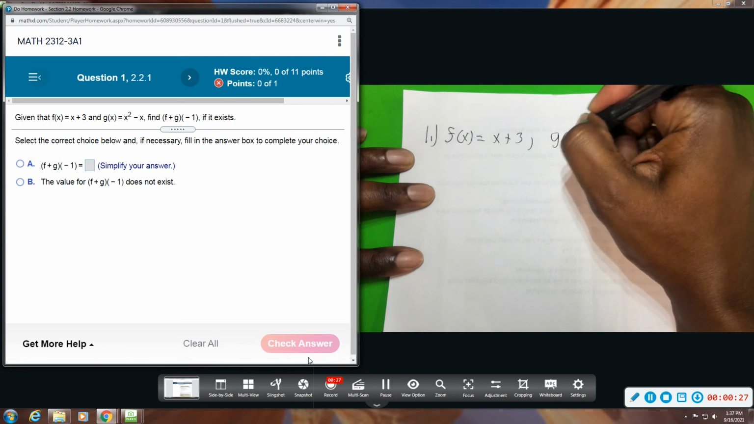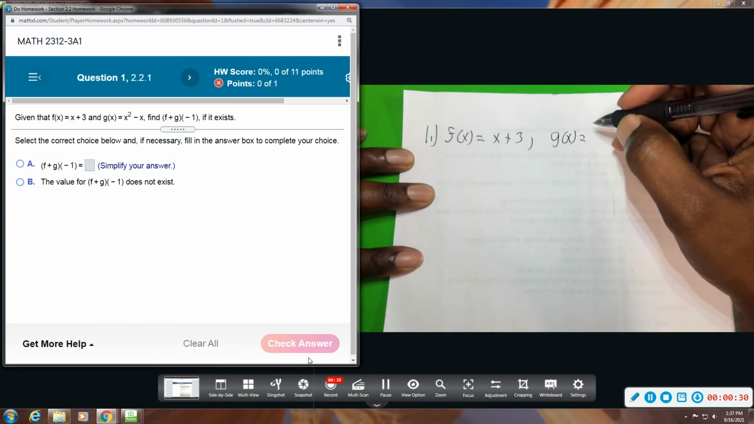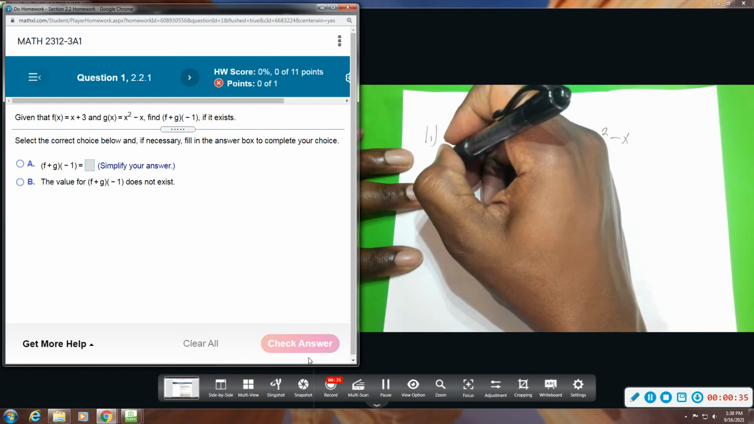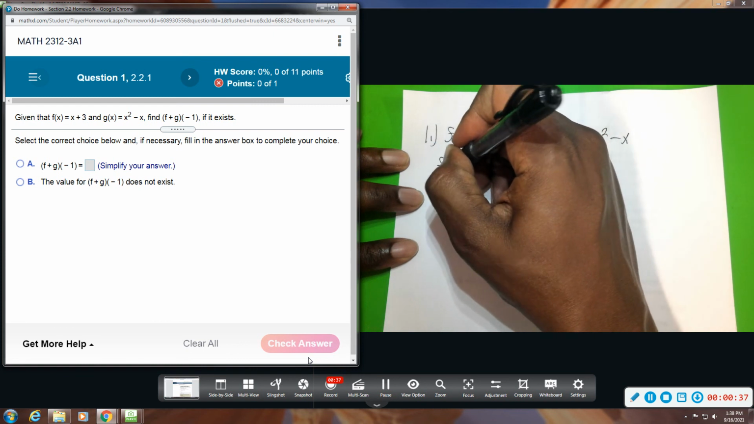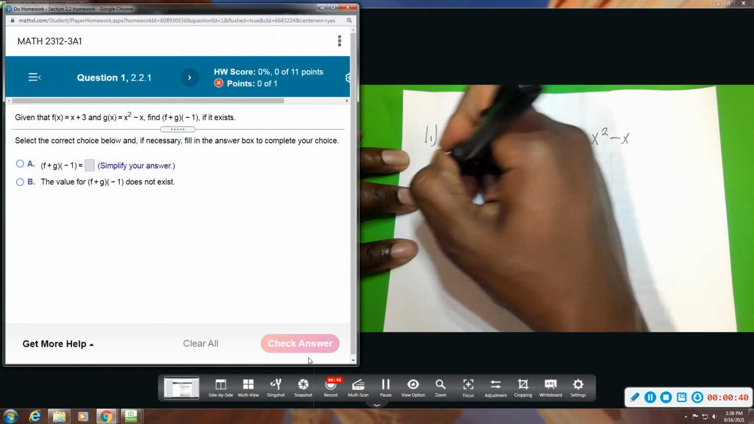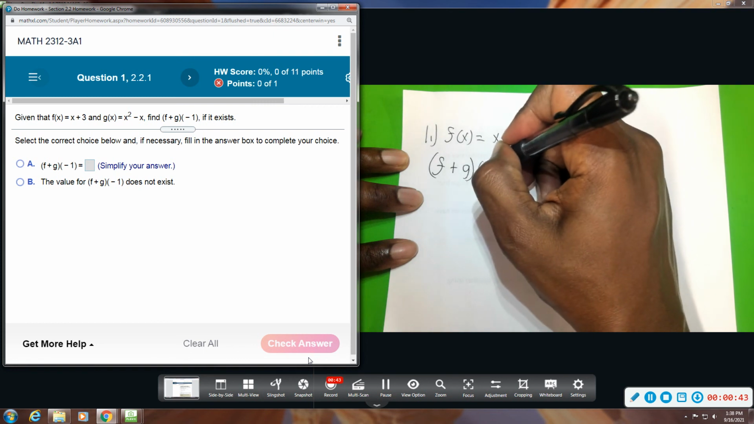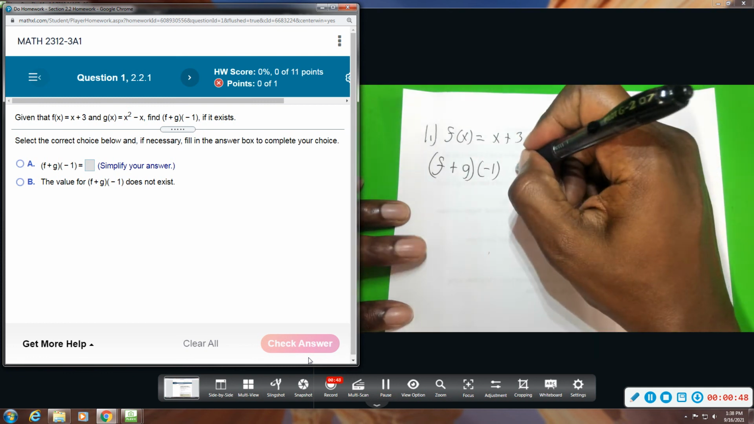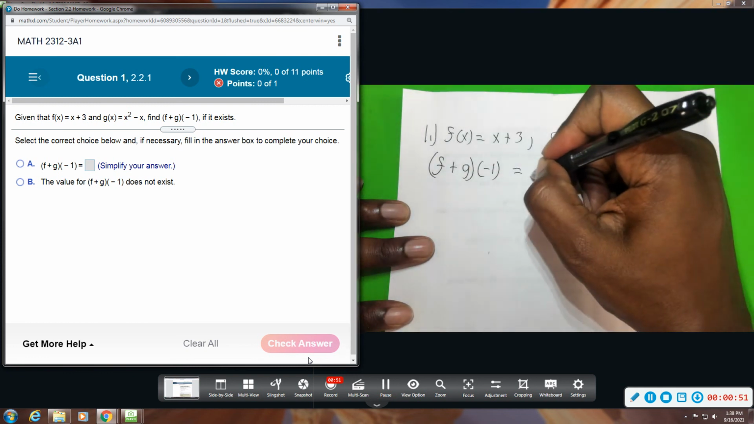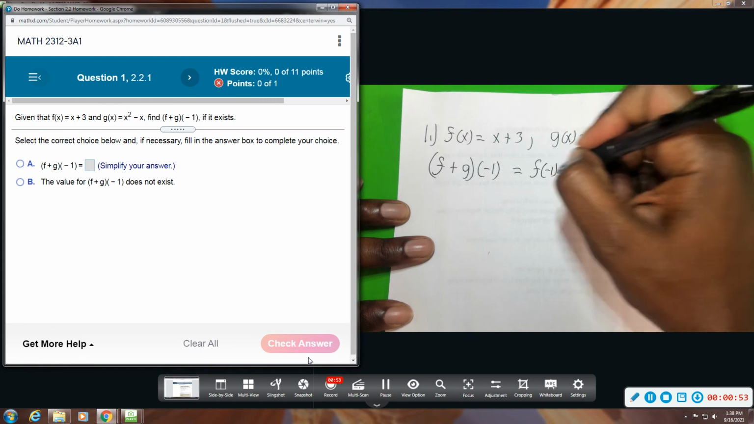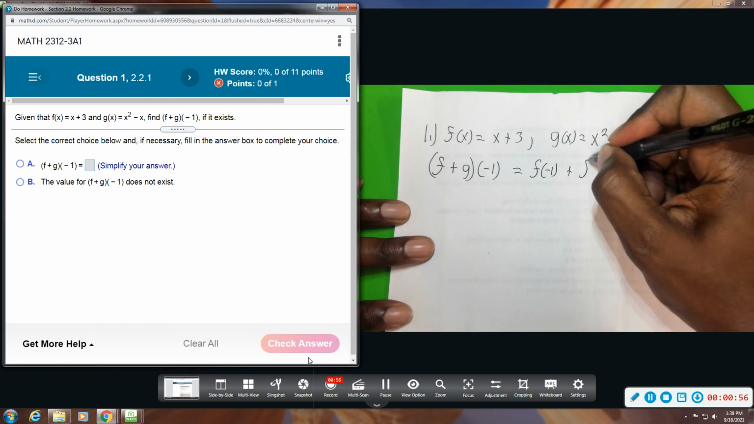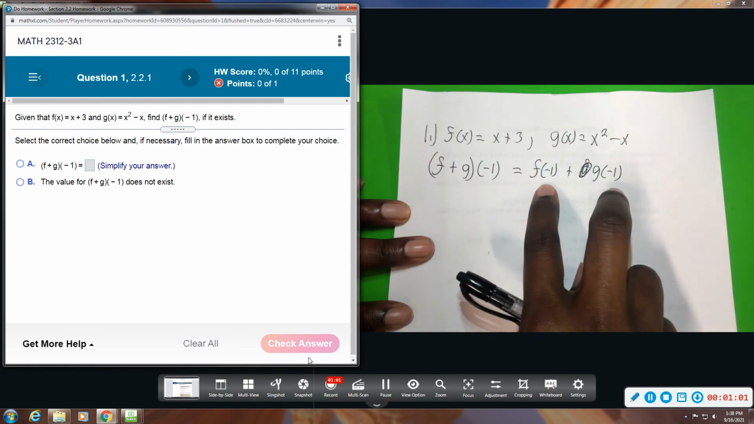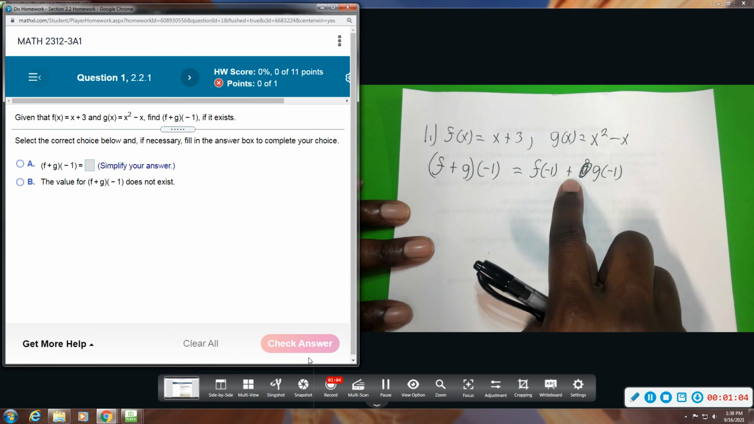And the g of x equation is x squared minus x. Okay, and we want to find f plus g of -1. Actually, this is not the double plug-in. What we're going to be doing is plugging in -1 to the f equation, and plugging in -1 to the g equation, and then we're going to add those two numbers together.